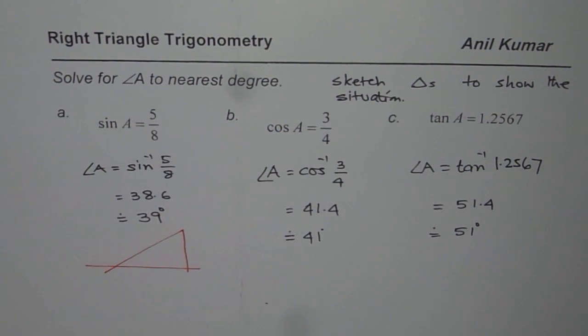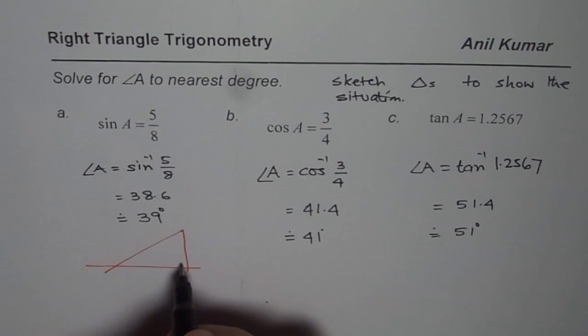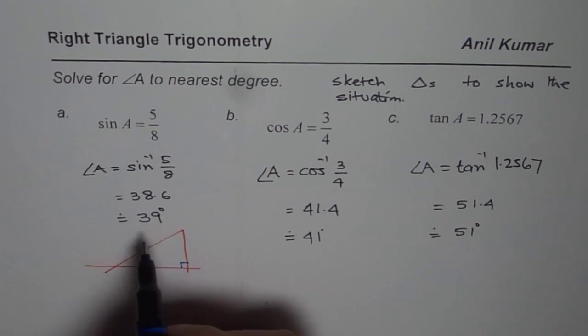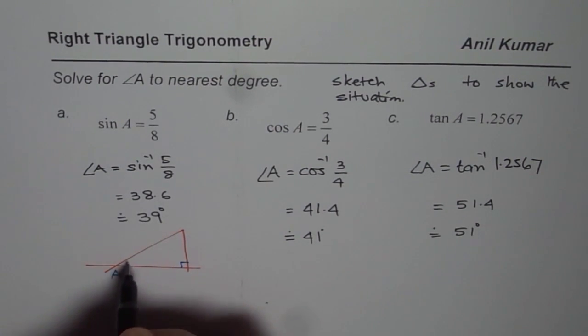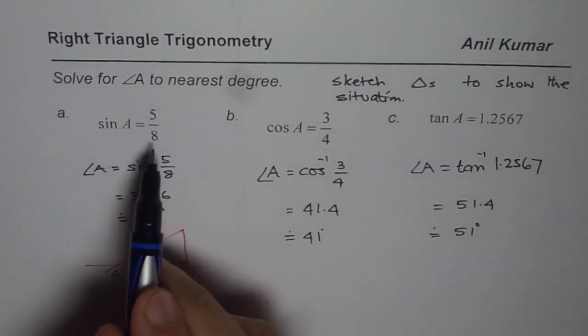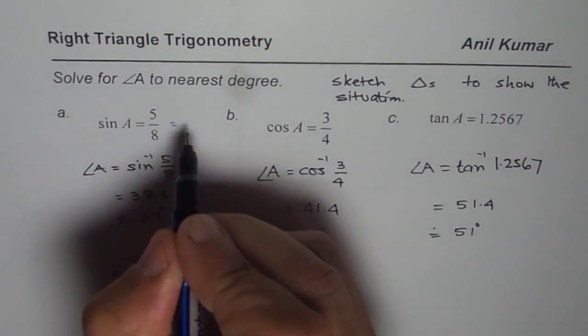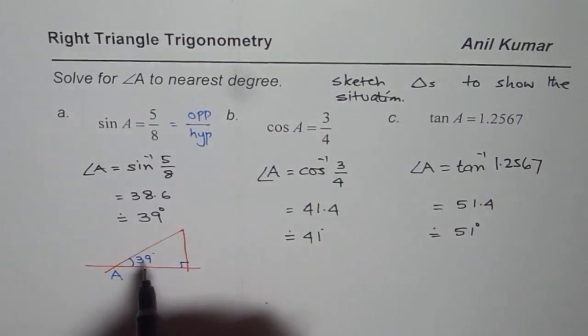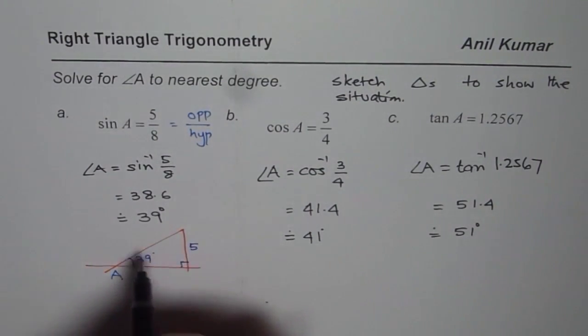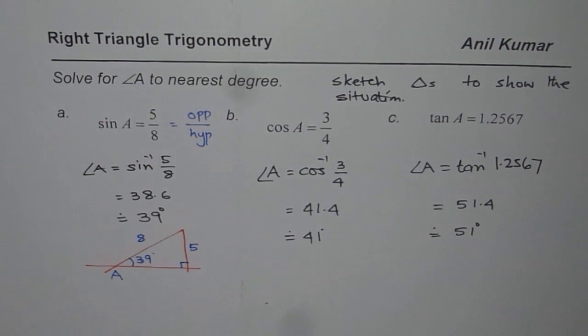Now in this triangle, what should the sides and angle be? So we are saying A is 39 degrees. Let's say this is angle A, which is 39 degrees, right? Sine is 5 over 8. What is sine? Sine is opposite over hypotenuse. That means the opposite side is 5 and the hypotenuse is 8. Do you get the point?